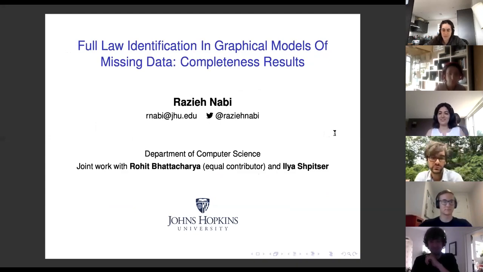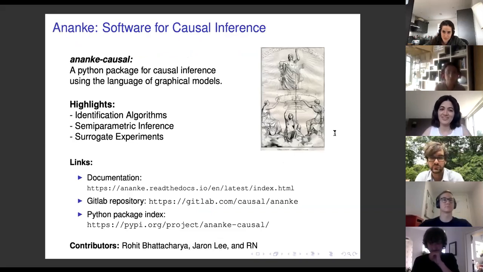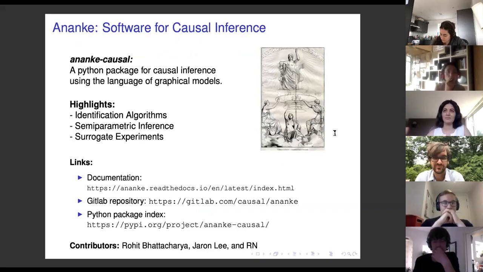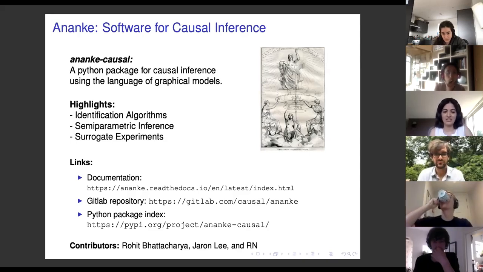Before I jump into missing data, I just wanted to have a quick plug about our recent Python package called Ananke Causal. Ananke is named after the Greek goddess of necessity and causality. It uses the language of graphical models to do things like identification of causal effects in the presence of unmeasured confounders, and semi-parametric inference for targets that are non-parametrically identified. It also includes the missing data identification that I'm going to talk about, and other things like surrogate experiments. Here are a few links with more information on the package, and the main contributors are Rohit Bhattacharya and Jaron Lee in our lab.